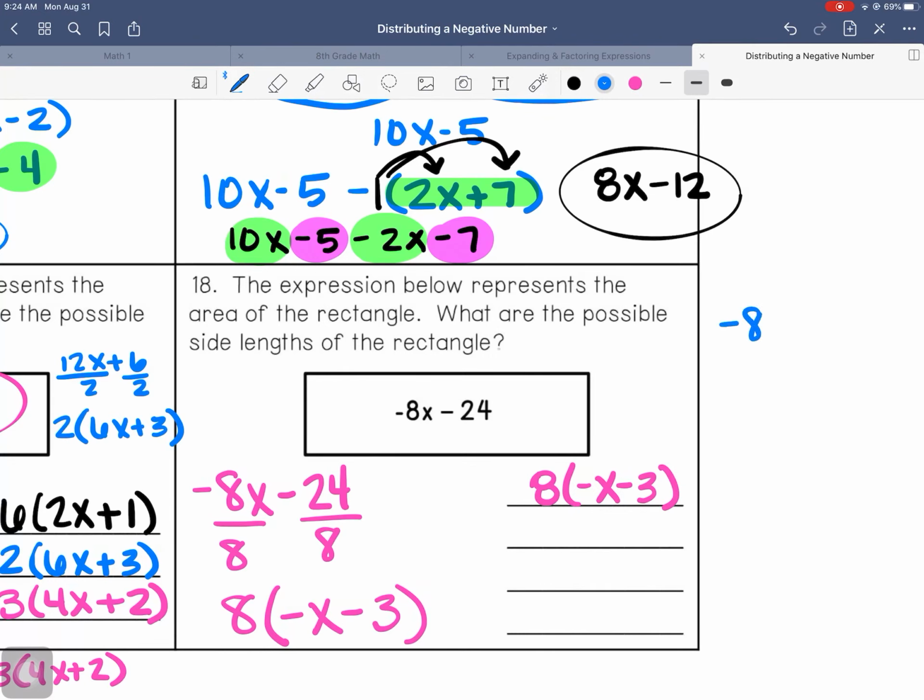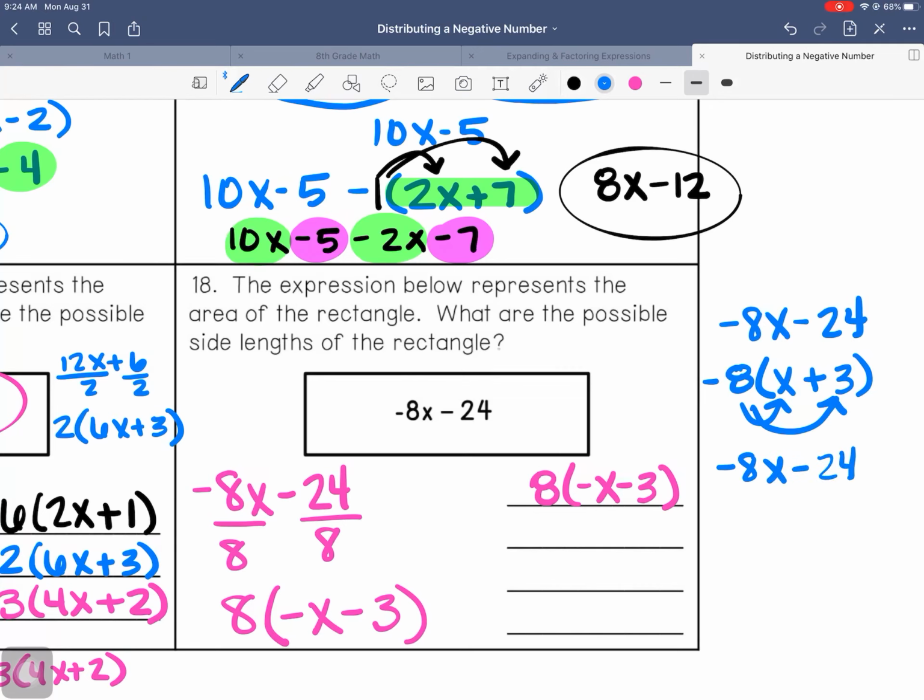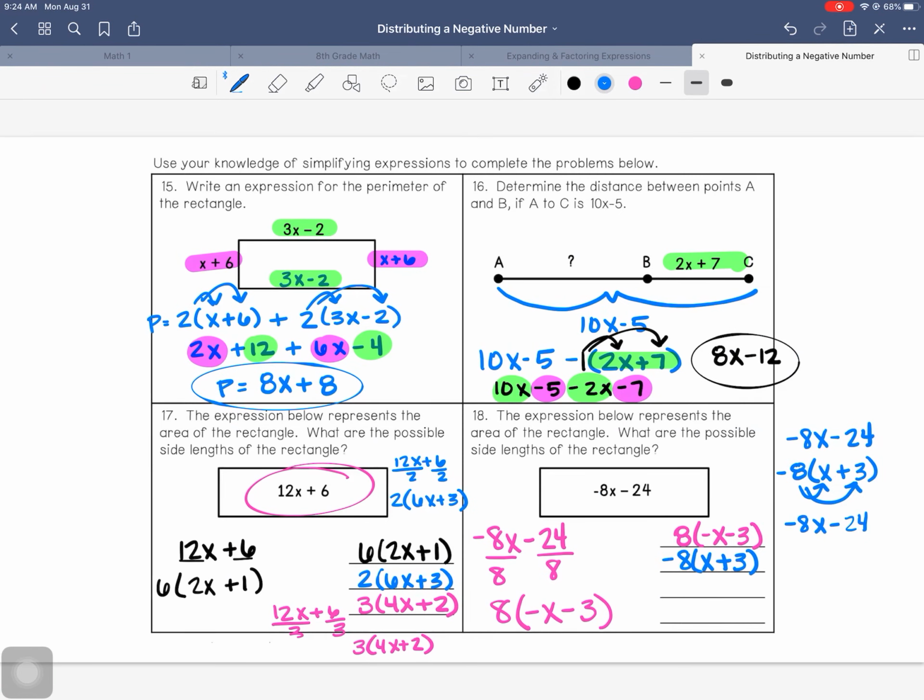In contrast to that, if I factor out a negative 8, I'm left with positive x plus 3. Now to check ourselves, negative 8x minus 24. So yes, that works. We will talk about this in a little more detail later.